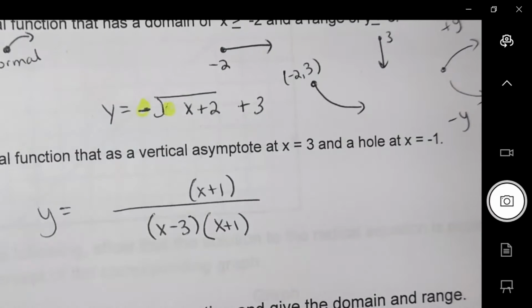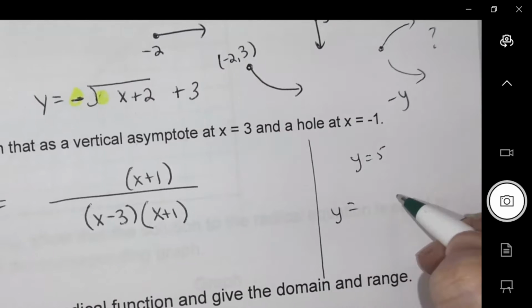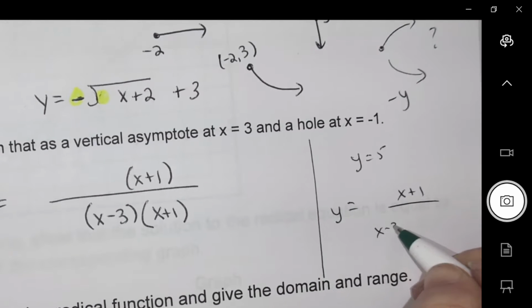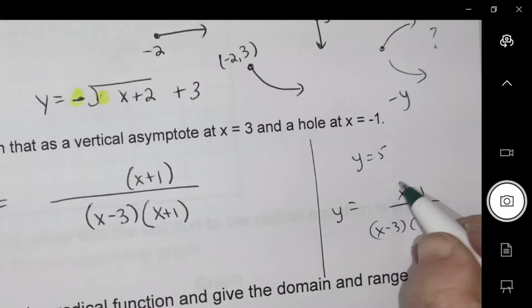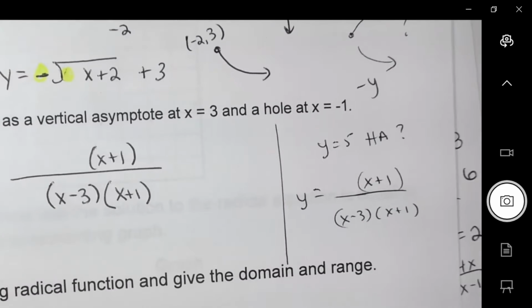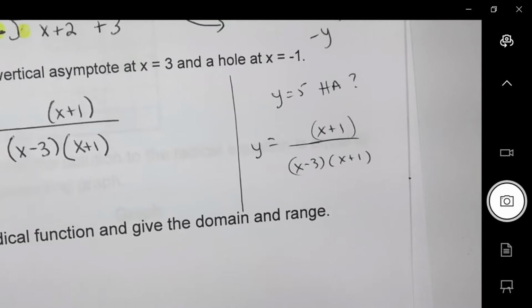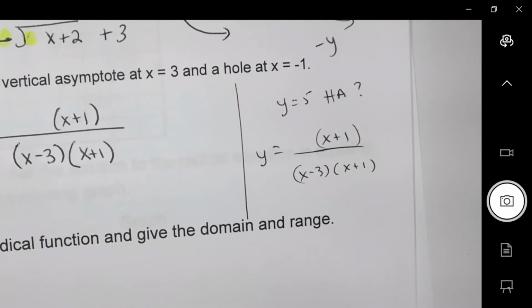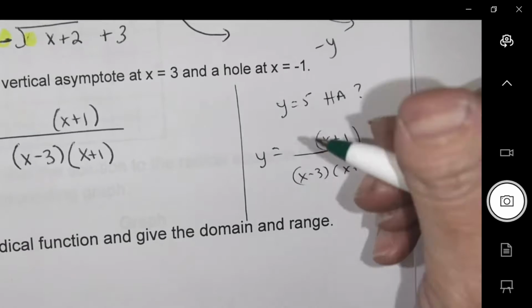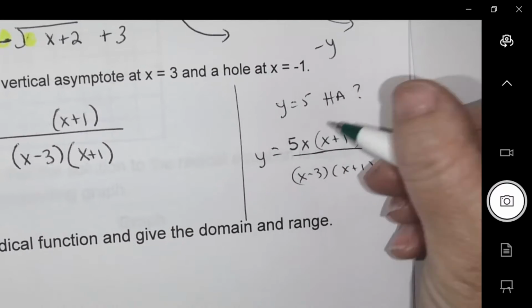What if I said you need to have a horizontal asymptote at 5? What would you do to change this equation? So what if I added that into the last part of that question? You need a 5 on the top. And what else do you need though? You need some other kind of x multiplier.